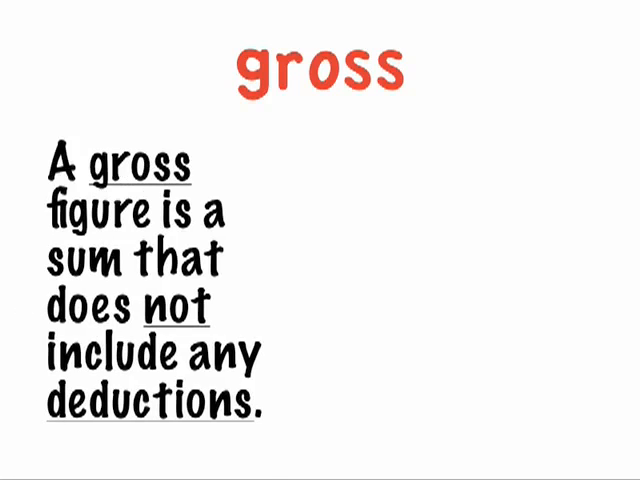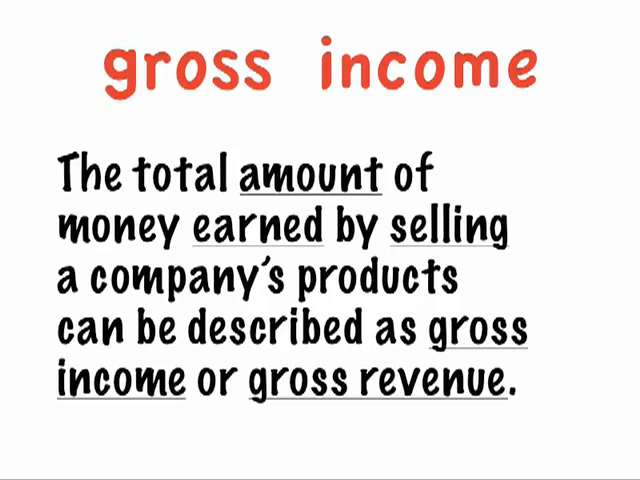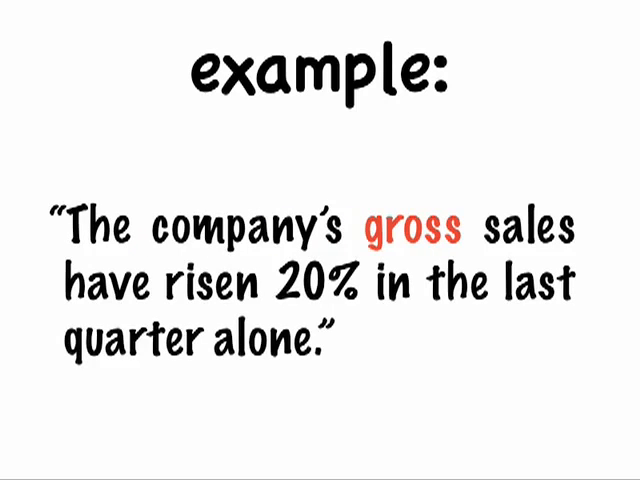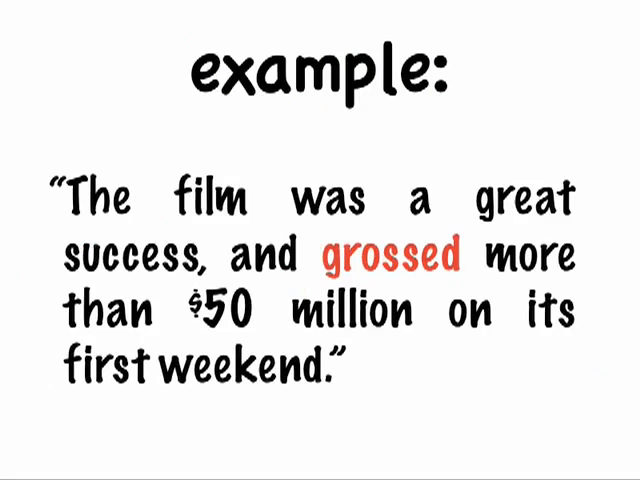Gross. A gross figure is a sum that does not include any deductions. For example, the total amount of money earned by selling a company's products can be described as gross income. Another term for gross income is revenue. The company's gross sales have risen 20% in the last quarter alone. To gross can also be used as a verb, meaning to earn gross income. The film was a great success and grossed more than $50 million on its first weekend.